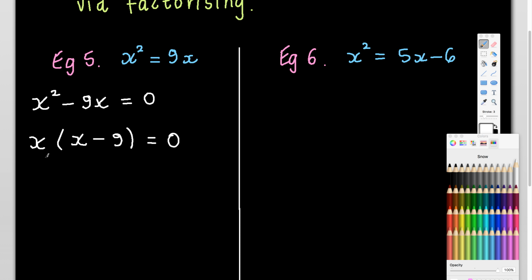Once we've got a number multiplied by another equal to 0, we can then solve using the null factor law. So in this case, either x is 0, so it is similar to one of the first ones that we did, or x minus 9 is 0. So, of course, we have x equals 0 or x equals 9.